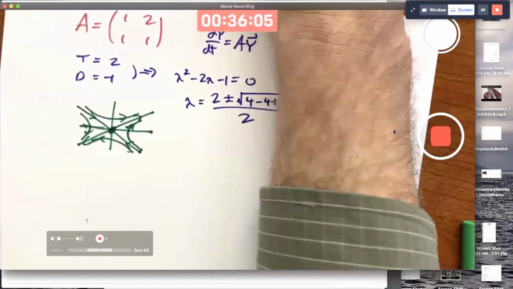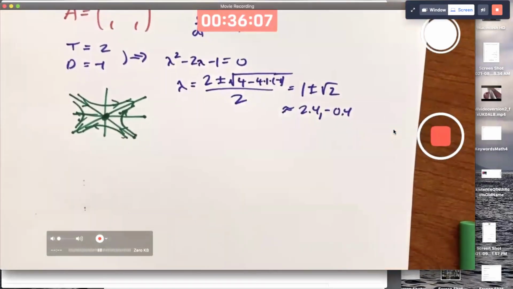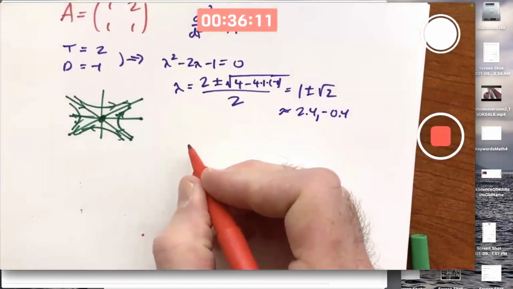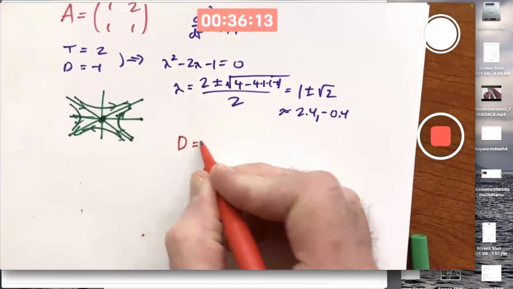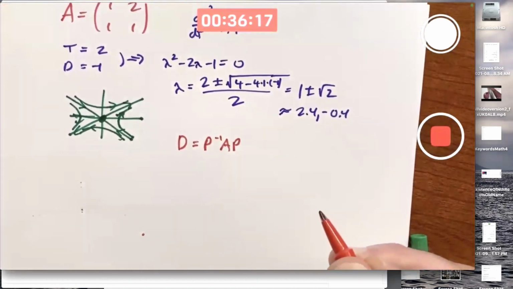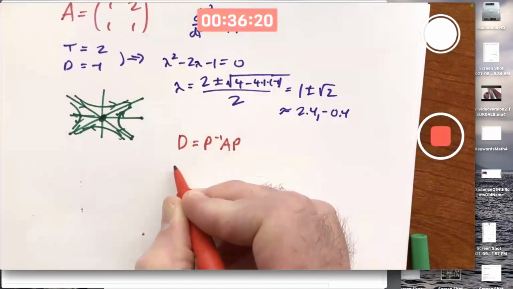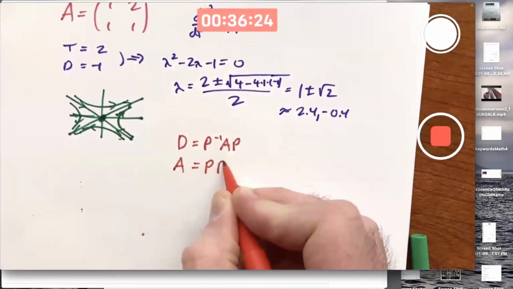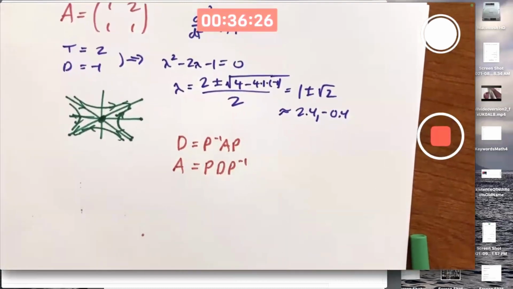How do you create the diagonal matrix of interest? You create it by doing P inverse AP. The D matrix is P inverse AP. This equation is also often written in the alternative form A equals PD P inverse. You should know both equations.